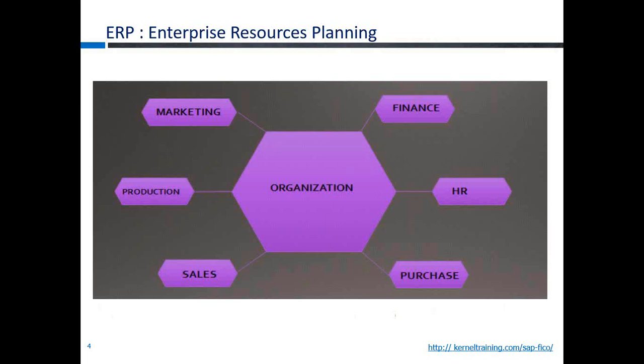Okay, so in an organization, you have various departments like finance, HR, purchase, sales, production, and marketing. So let us take finance. What is the goal of the finance department? The role of the finance department is to reduce the cost and increase your profit. The ultimate aim of every organization is to increase profit, means to make a profit year by year. So the main motive of finance is to reduce your cost and increase your profit.